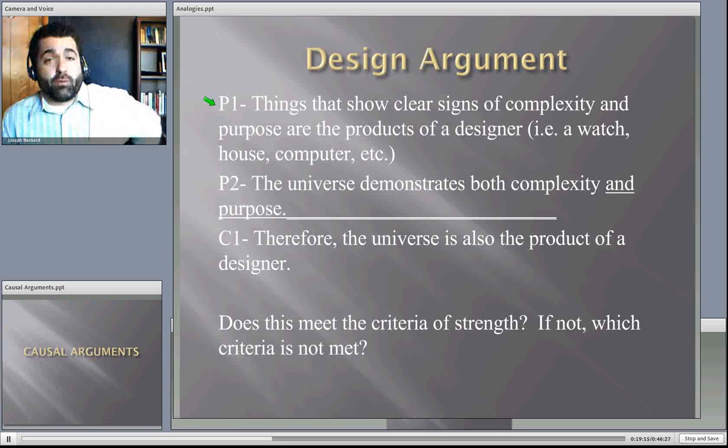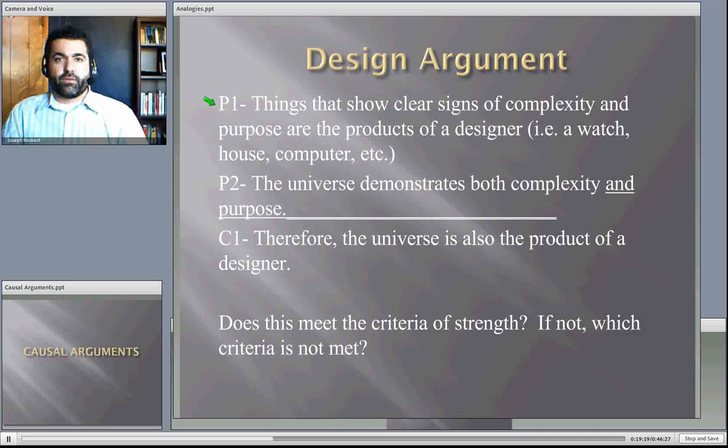Famous example, theological argument for God's existence, or philosophical argument for God's existence. And most of you are familiar, I assume. Premise 1, things that show clear signs of complexity and purpose are the products, or are often the products, of a designer. So you know the famous example of a watch. William Paley makes the argument.